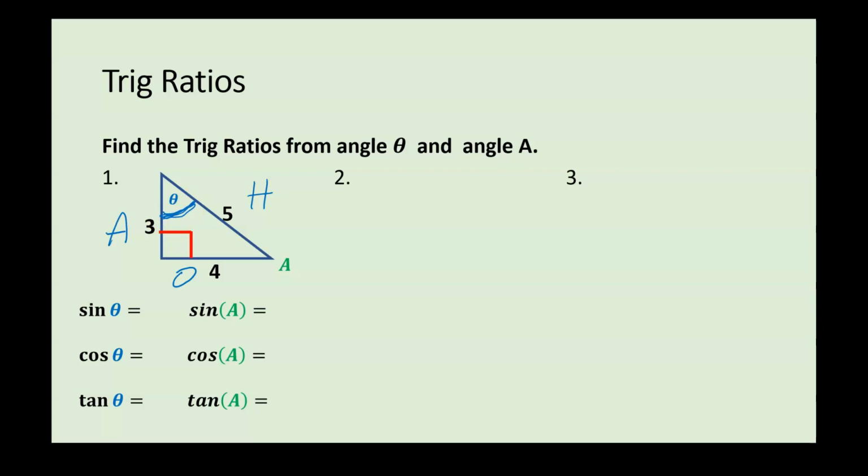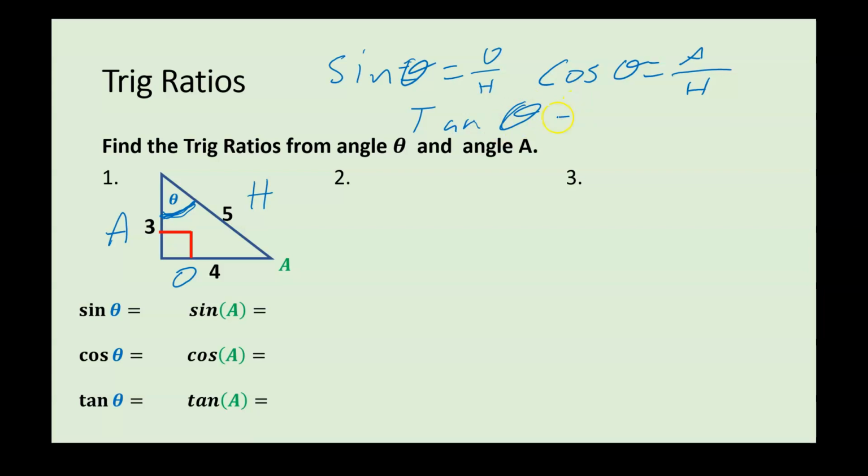Then to do the sine function, let's give ourselves a little reminder. The sine of the angle is equal to opposite over hypotenuse. The cosine of the angle is equal to the adjacent over the hypotenuse. And the tangent of the angle is equal to the opposite over the adjacent. So those are our functions that we need to work with.